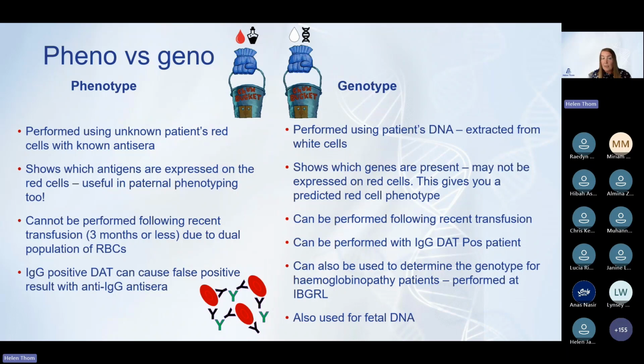But if you do genotyping, it's actually performed using the patient's DNA, which is extracted from white cells. So phenotyping shows which antigens are expressed on the red cell, and this can be useful in paternal phenotyping too, if you want to know the predicted phenotype of a baby, for example, using the paternal sample. And a genotype shows which genes are present, but they may not necessarily be expressed on the red cells, because if something happens downstream, it might not be inserted into the red cell membrane, for example, but it gives you a good, useful sort of predictor.